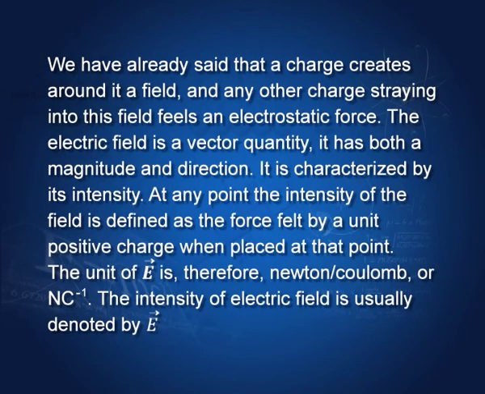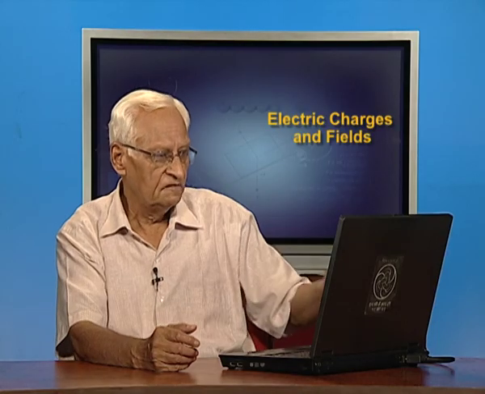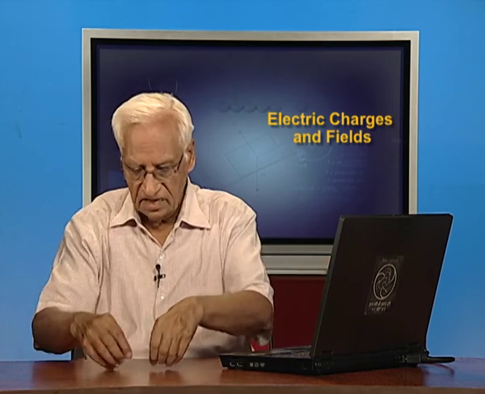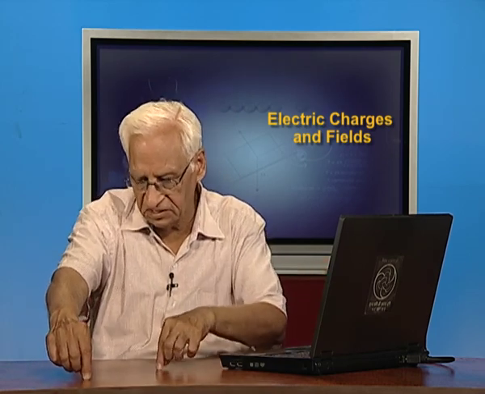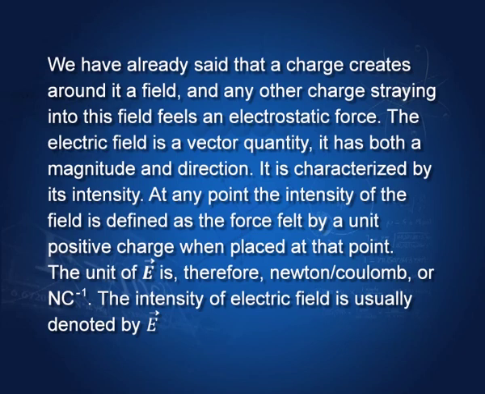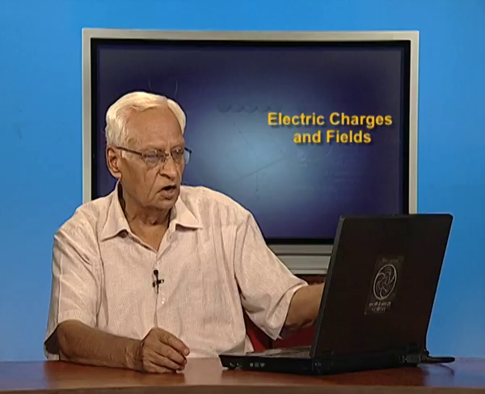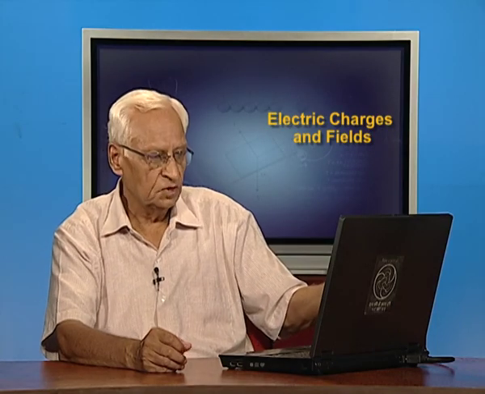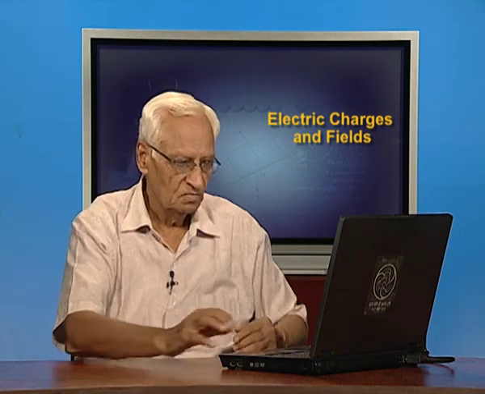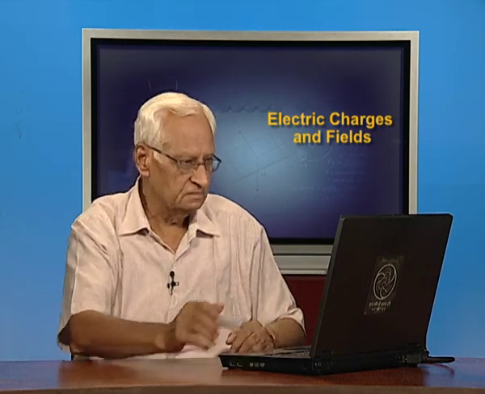The intensity of the field or the strength of the field is defined as this. At any point, the intensity of the field is defined as the force felt by a unit positive charge when placed at that point. That is, if I have placed a unit positive charge near this charge, then the force felt by this is called the intensity of the field. And the unit of intensity is obviously Newton per coulomb, because it is a force on a unit charge, and it is denoted by E vector.